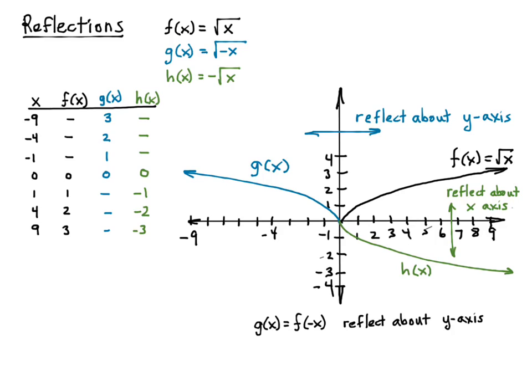So the generalized thing is that if you take g at x equals f at negative x, we're flipping it around the y-axis. So change the variable sign, and it goes about the y-axis. If we change the function sign, we reflect it about the x-axis.